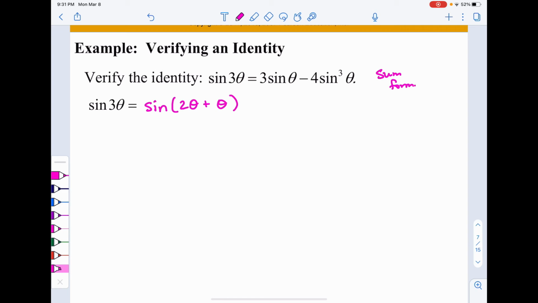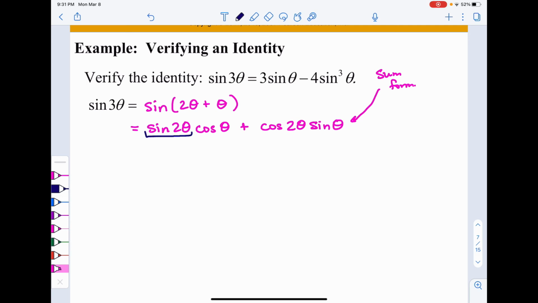And if I have a sine, that means I'm going to have the sine of the first, sine of 2 theta, cosine of the second, cosine of theta. And I'm going to add with that the cosine of the first, so cosine of 2 theta, and then the sine of the last, or sine of the second. So that's just using that sum formula. That's what that was here. So now that I have a sine of 2 theta, well, we can use the pieces that we just used today, right? Some of those formulas. So I can use my double angle formula. I have a sine of 2 theta and I have a cosine of 2 theta. So I'm going to use two of them in the next step.